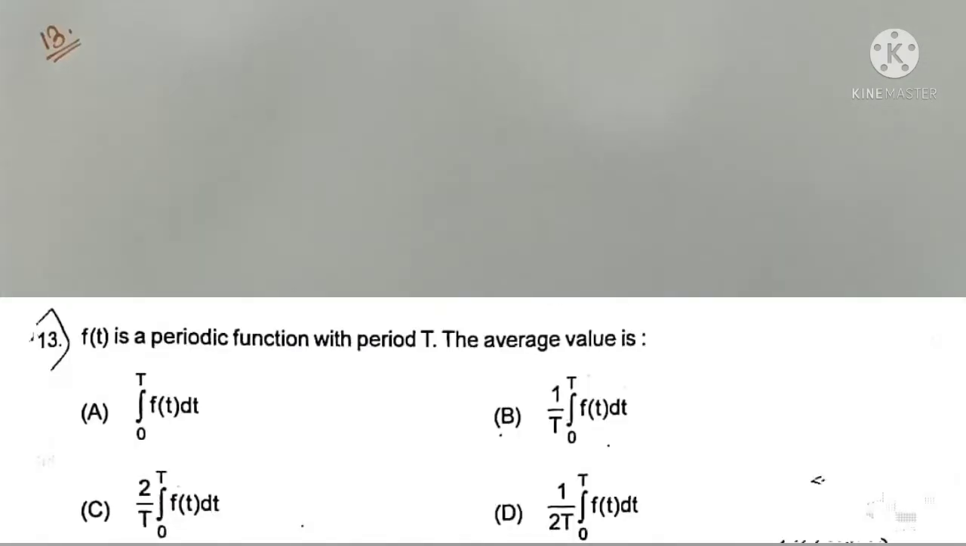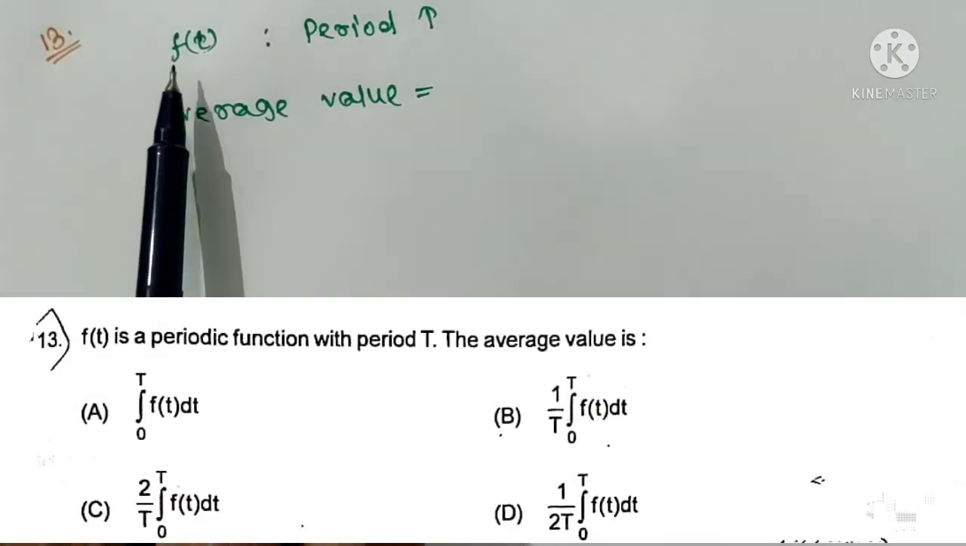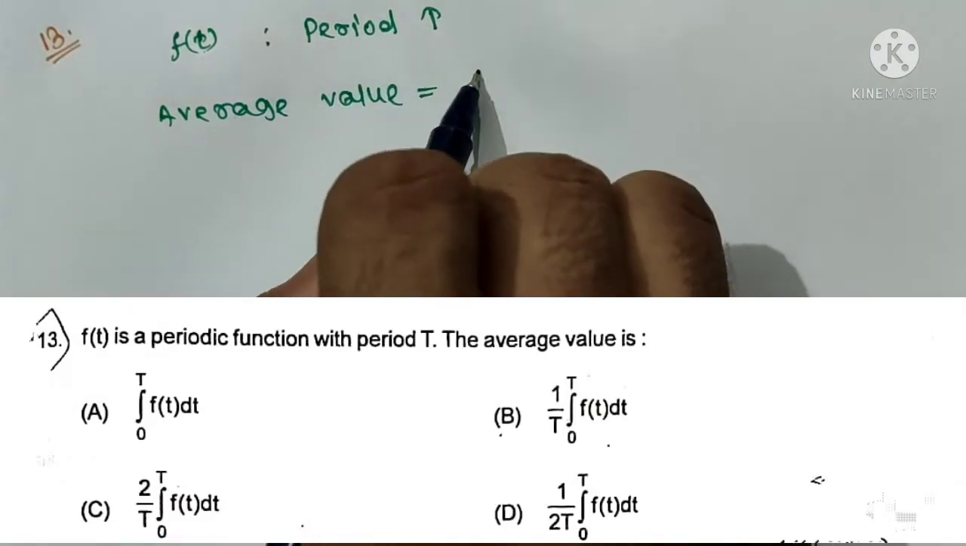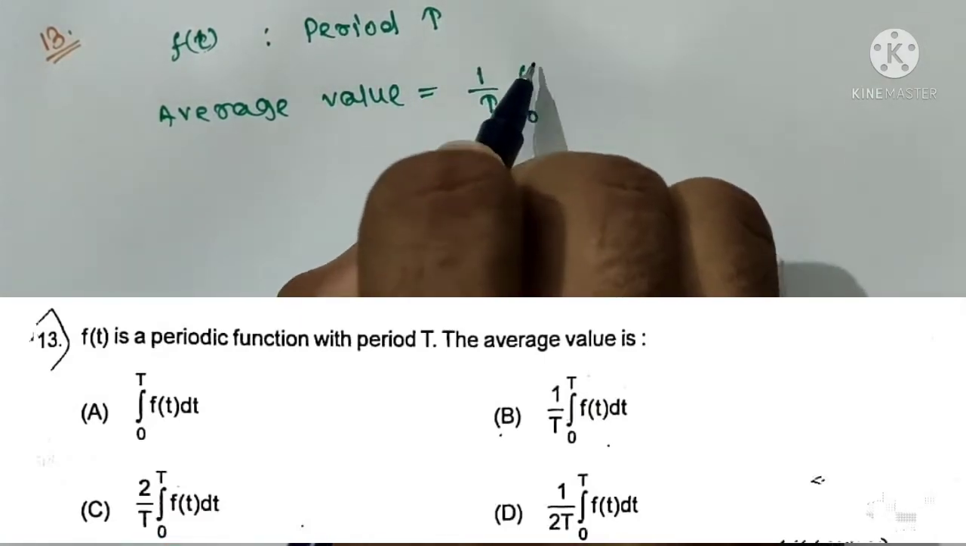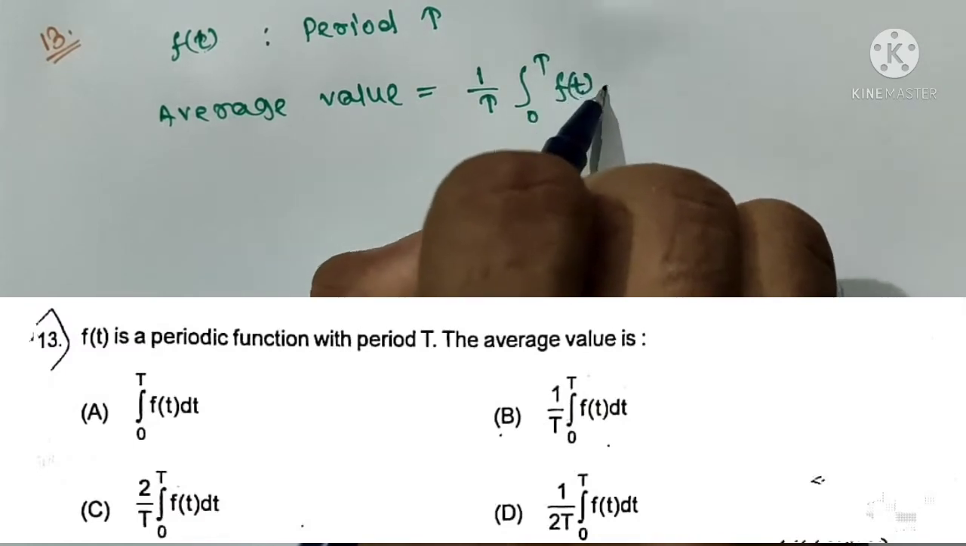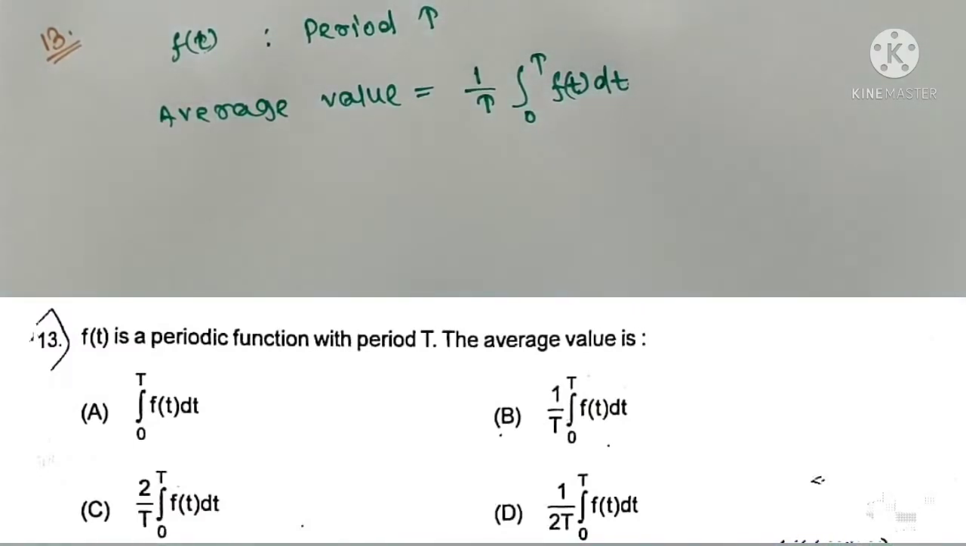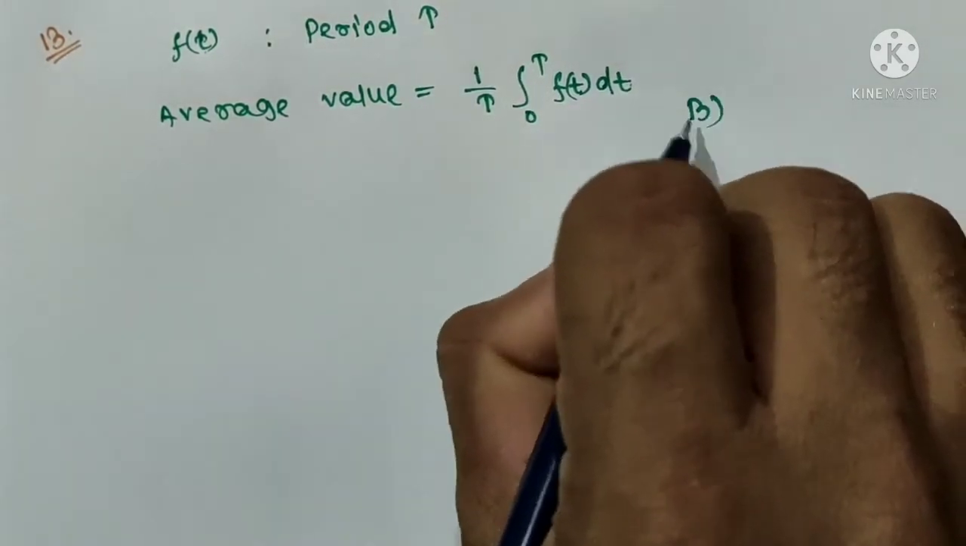Question number 13. F of t is a periodic function with period capital T. The average value of this function f of t is. We know the average value of a function with period T is given by 1 by T integral 0 to T f of t dt. So your correct option is option B.